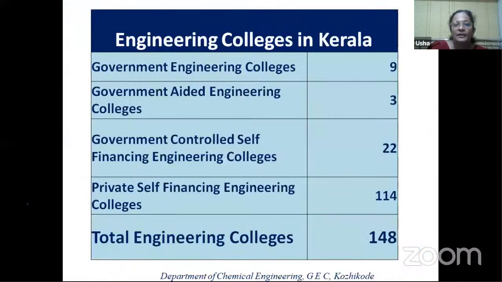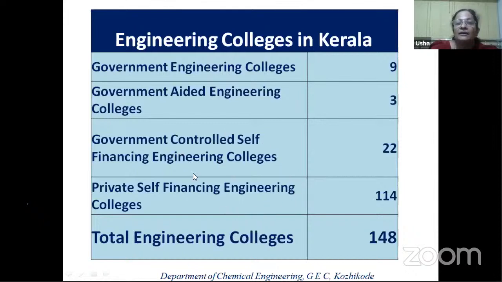Then I will give you some awareness about the colleges in Kerala. There are totally 9 government engineering colleges in Kerala, and 3 aided colleges, which everyone already knows. These 9 colleges are in different districts, from Trivandrum to Kozhikode and Palakkad. Then the government aided colleges are MA College, TKM, and NSS Palakkad.